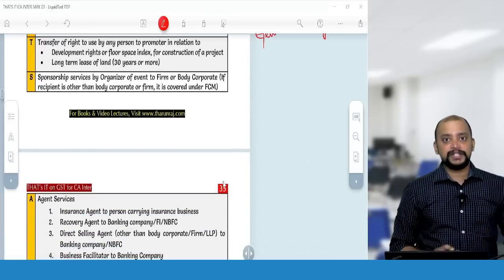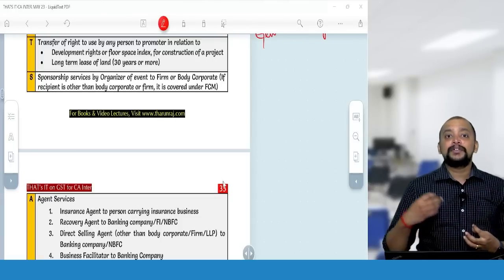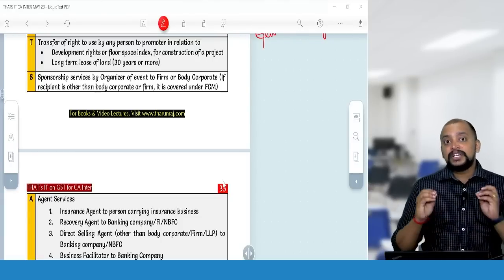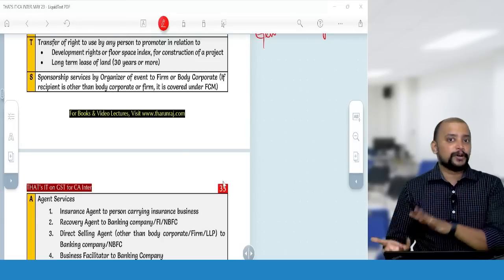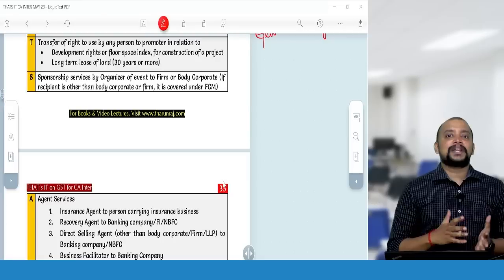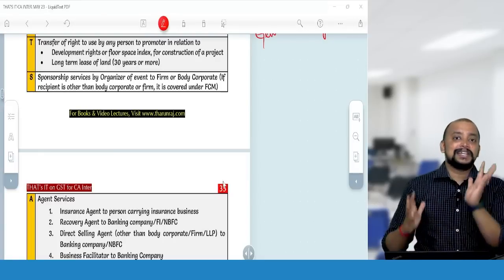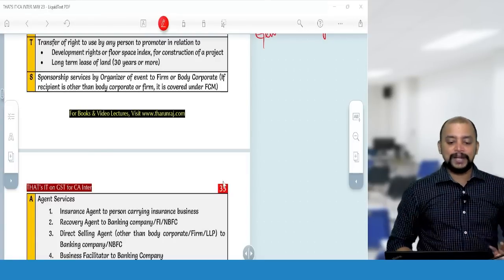Then sponsorship service. Sponsorship service, supplier is organizer of the event, recipient is the one who pays the sponsorship money. So it will come under RCM if the recipient is body corporate or firm. If the recipient is not body corporate or firm, it will not come under RCM, where liability to pay GST is on supplier, FCM. So whatever we are discussing here is RCM. If RCM is not applicable, the balancing figure FCM, supplier will pay GST.